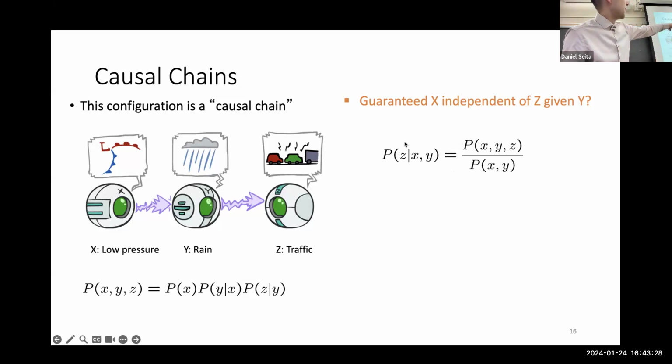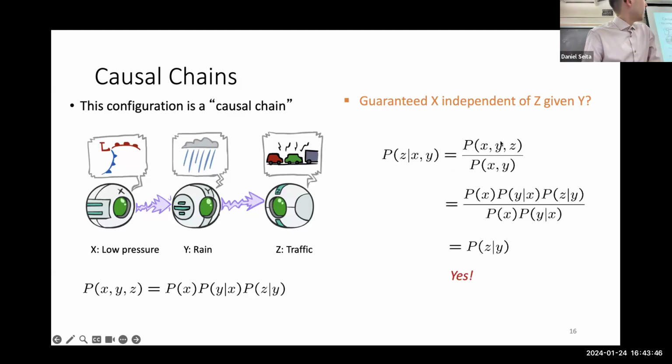So this is the definition of conditional independence, where, sorry, the definition of conditional probability, where you have this. And if you factorize the numerator, you get probability of X times probability of Y given X times probability of Z given Y. Now you don't have given X, because you can eliminate that since Z only had Y as the parent. And then just remove the common factors, and you get this thing.